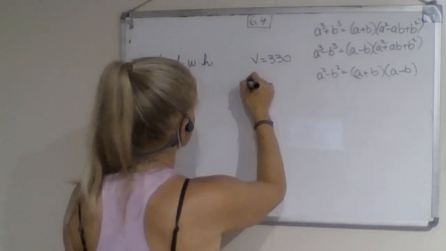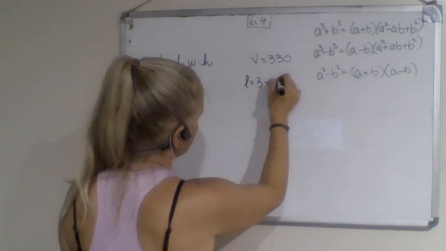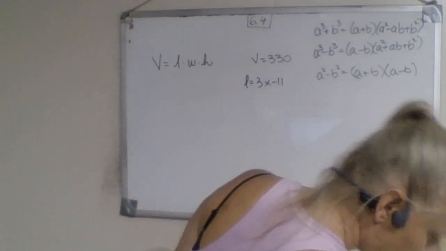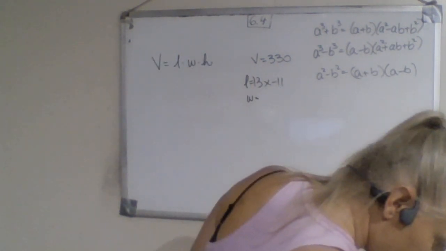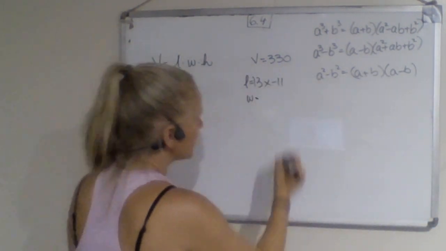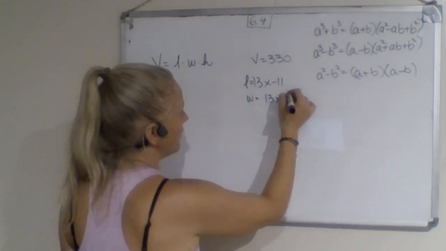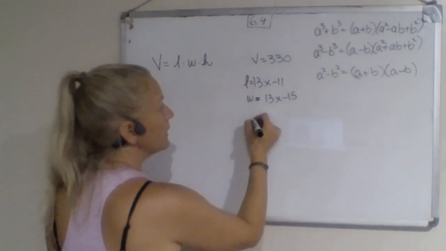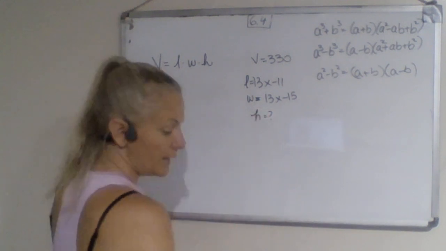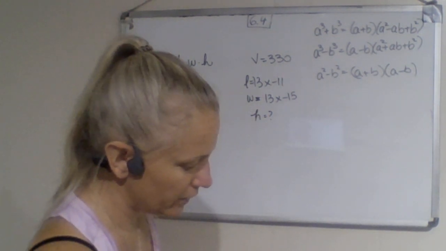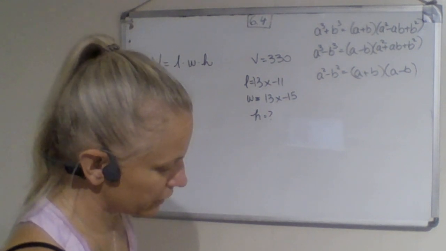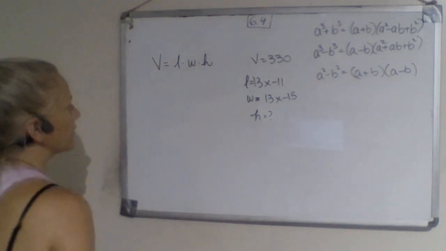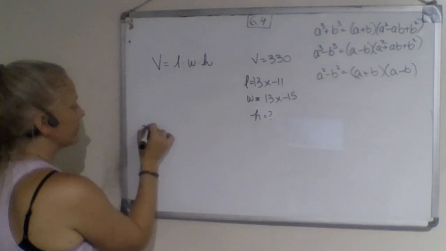My length is 13x minus 11. My width is 13x minus 15. They want to know what my height is. So we're going to have to solve for 0 and get the absolute solutions out. So let's go and see what we can get here.